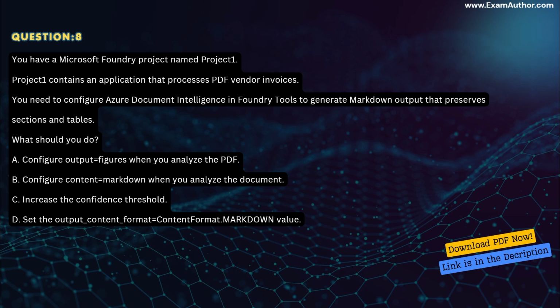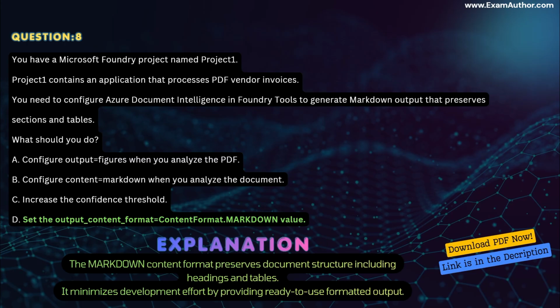Correct answer: D. Set the output_content_format equals content format.markdown value. Explanation: the Markdown content format preserves document structure including headings and tables. It minimizes development effort by providing ready-to-use formatted output.